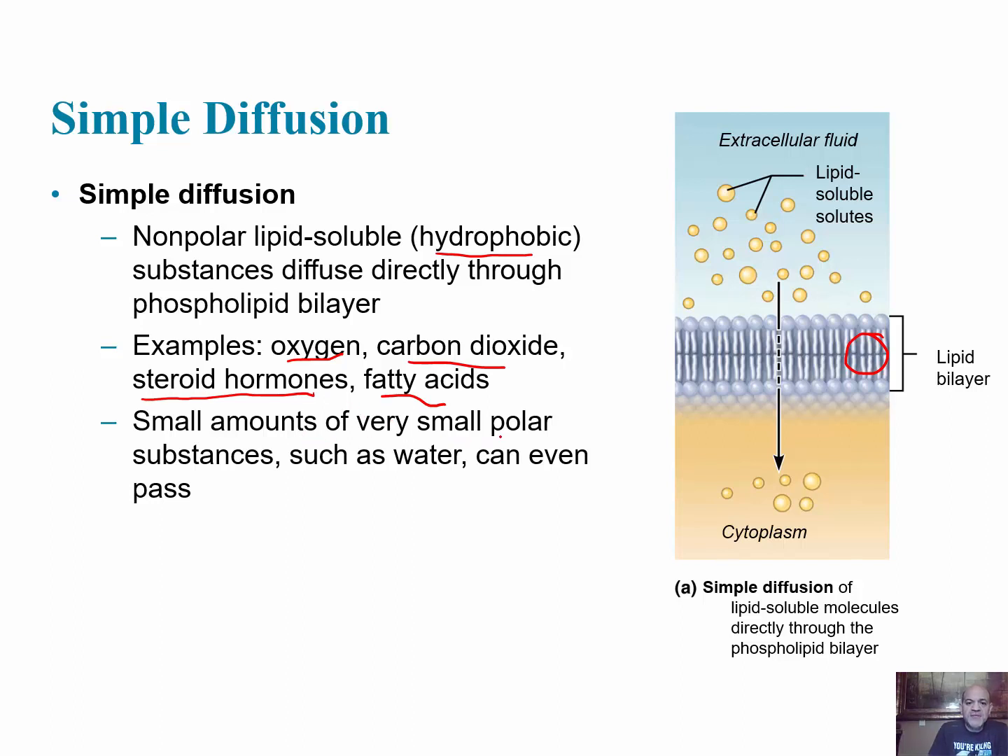Now, small amounts of very small polar substances can go through there, like water, but not at a very rapid rate. So if we look here, the diagram on the right, we have some sort of lipid soluble solutes in the extracellular fluid, and they're able to move down their concentration gradient from high to lower concentrations.